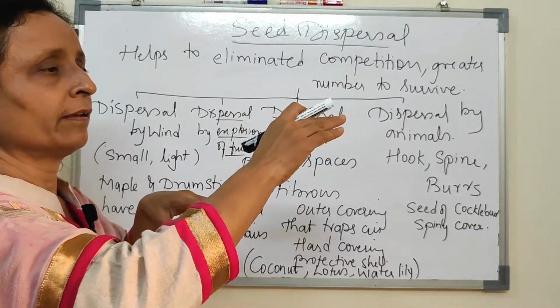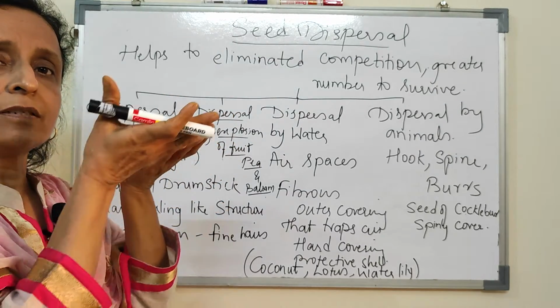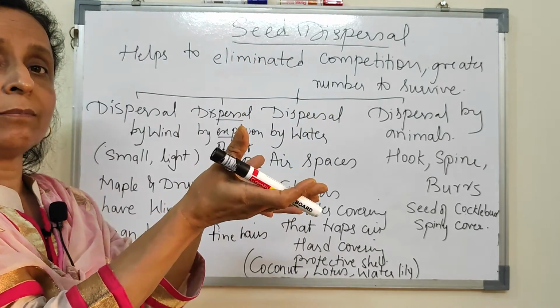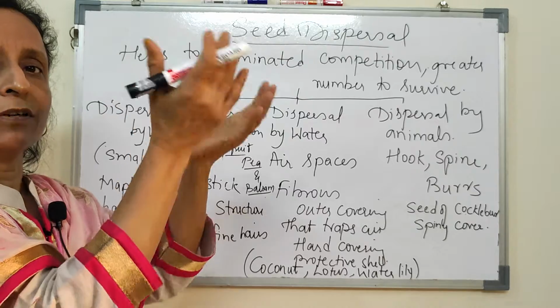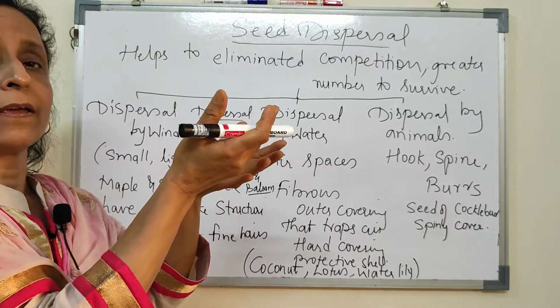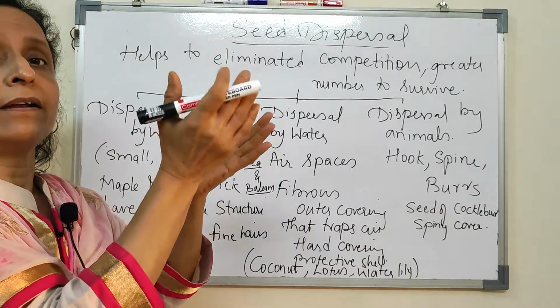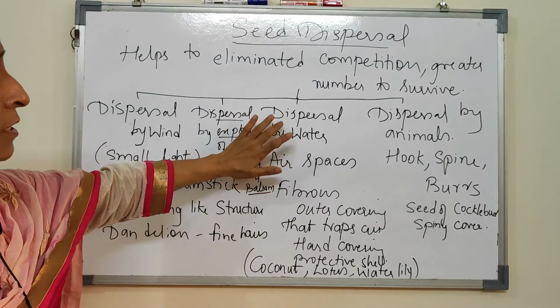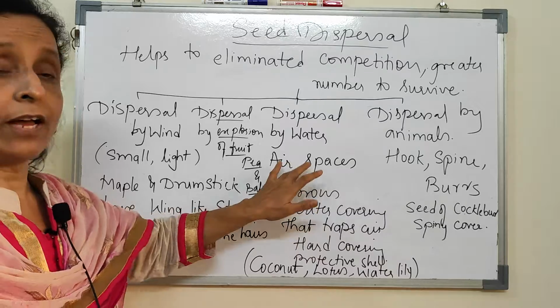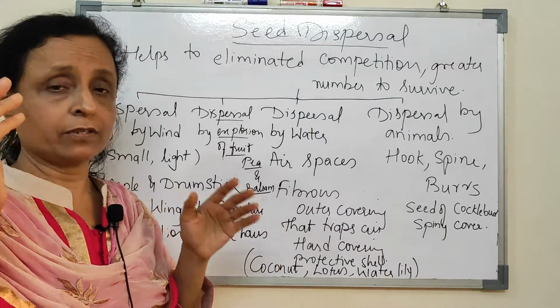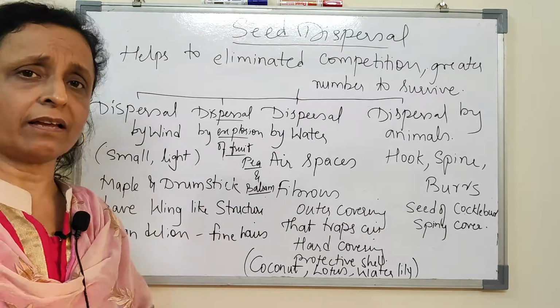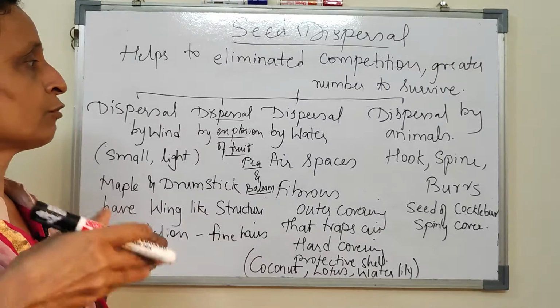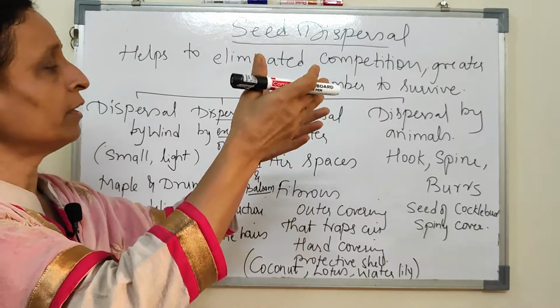Water will carry it. But when will it carry? When it is able to carry. How is it able to carry? Because it has got fibers on it, which has got space, which has got air in it, which helps it float. So dispersal by water. It should have air spaces because it has to float. It must not sink. If it sinks, then it is gone. It has to float to another place.